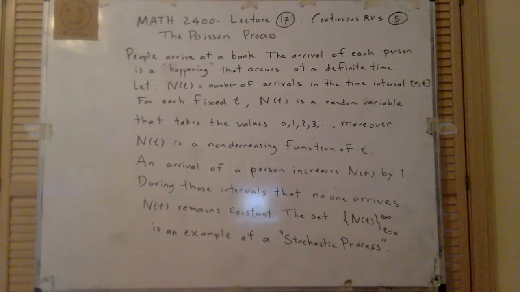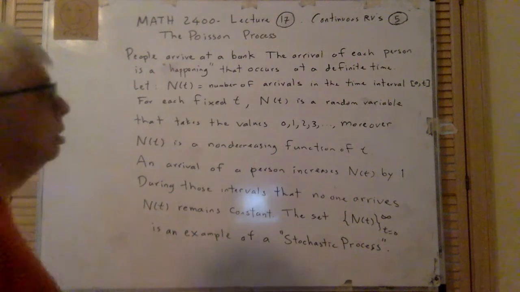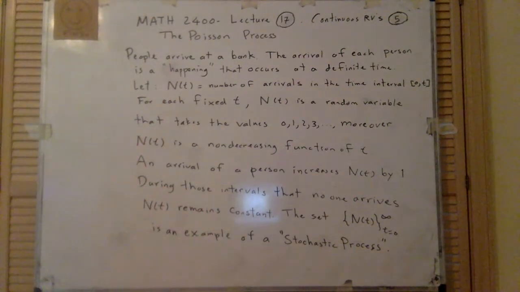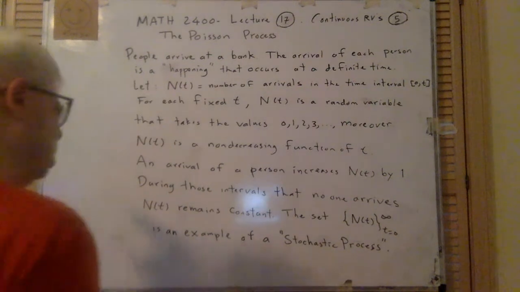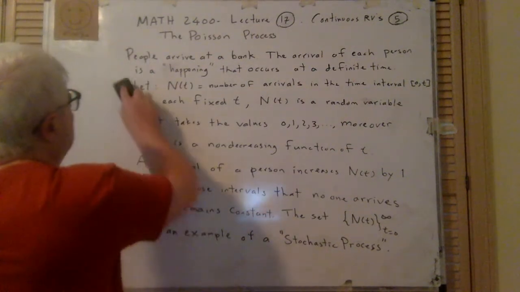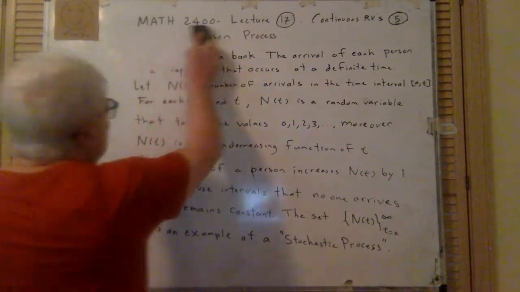Now the set {N(t), t starting at 0 going to infinity} is an example of what we call a stochastic process. So the Poisson process is some kind of stochastic process, and there are some axioms. If some process satisfies these axioms, then we can say that it is a Poisson process. Now these are the axioms for the Poisson process. Let me erase this and write them now for you.